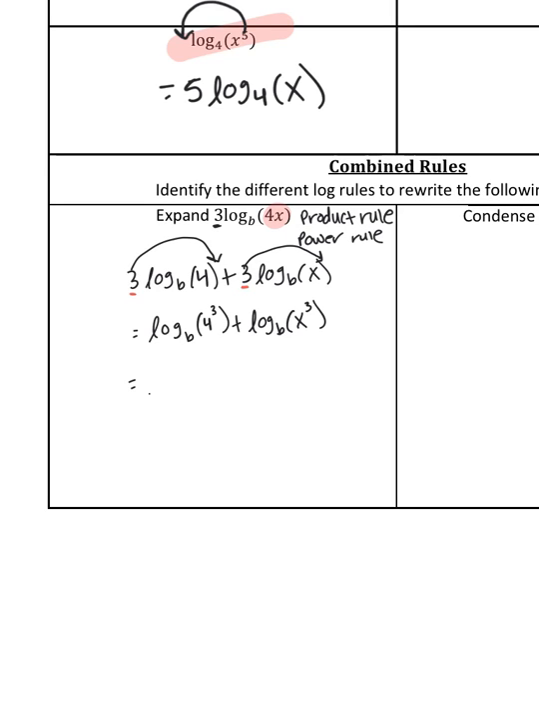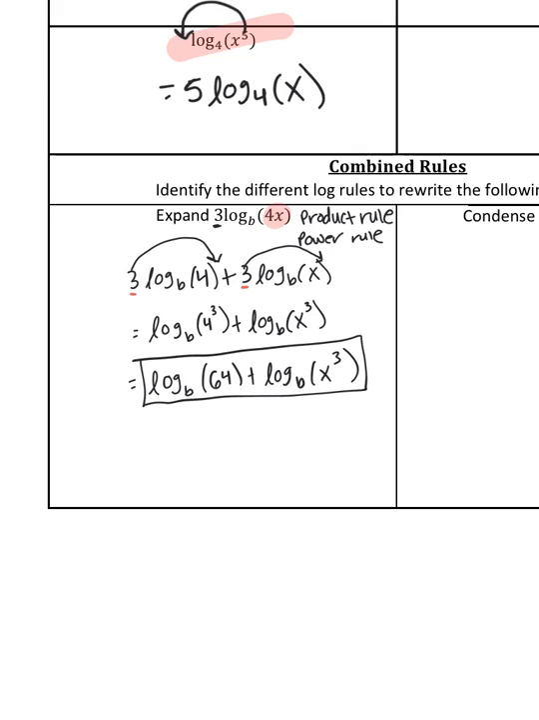I can do one more thing. 4 to the third power is going to give me a number. It gives me 64. And then I can bring down the log base b of x to the third. So that would be your fully expanded log statement.